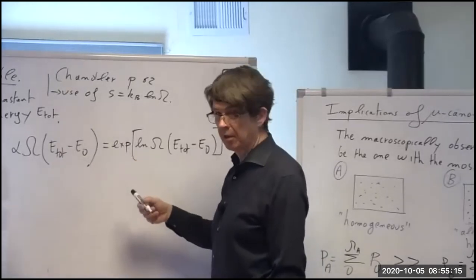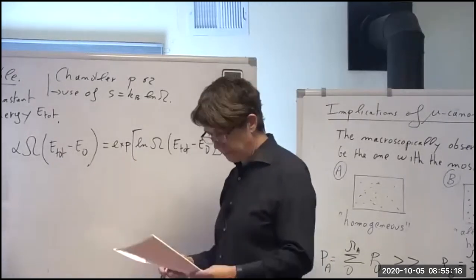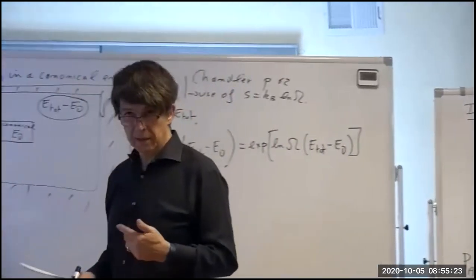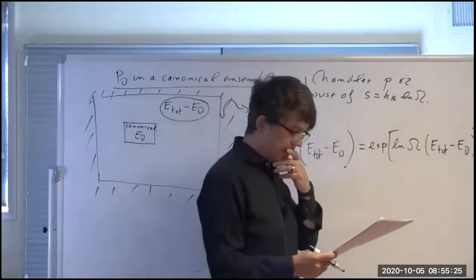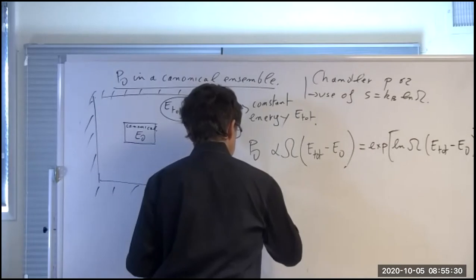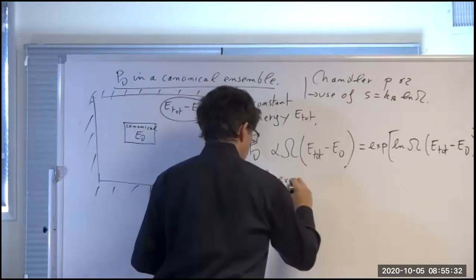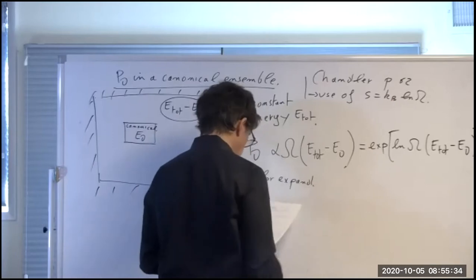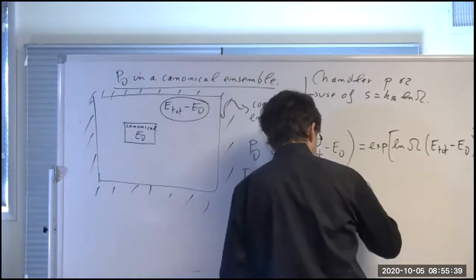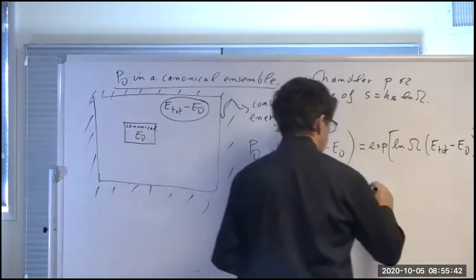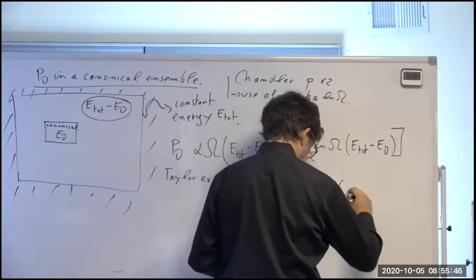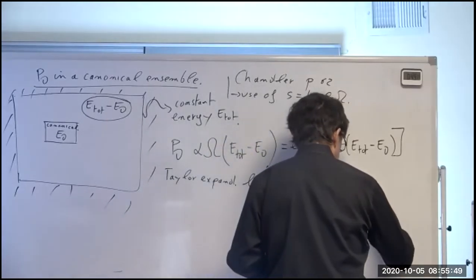I take the exponential and the logarithm, but the reason I want to take the logarithm is because I want to Taylor expand the logarithm, and I want to get Boltzmann in there because the Taylor expansion of the logarithm is going to get us to entropy. Okay, so I'm going to Taylor expand now. I'm going to Taylor expand the logarithm of omega around the logarithm of omega of E total.